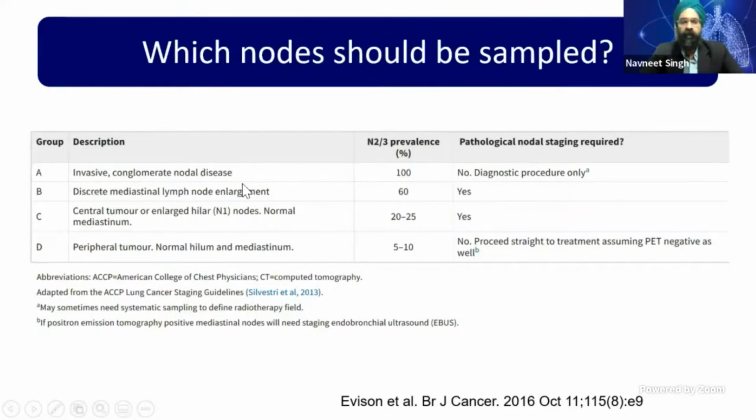In B, the N2, N3 prevalence is 60%, and yes, you need to stage. Similarly, for C, in which there was an enlarged hilar lymph node, here also you can have 20 to 25% N2 to N3 prevalence, and here also you need to stage them. In the other case, which was a peripheral tumor, typically less than 3 centimeters, with normal hilum and mediastinum, you could omit mediastinal staging and go straight for surgery if the PET is negative.